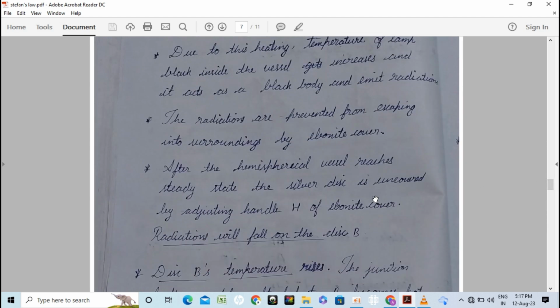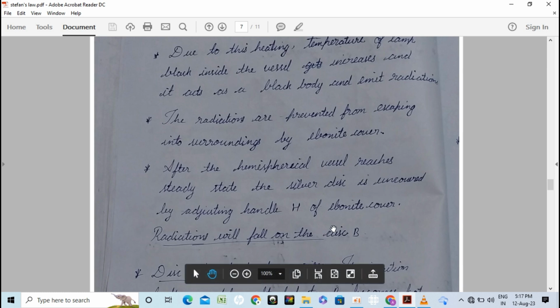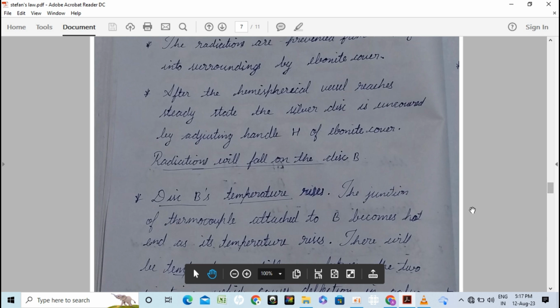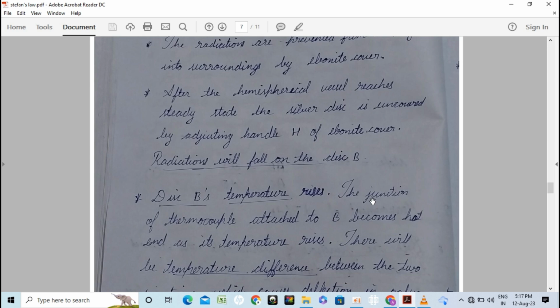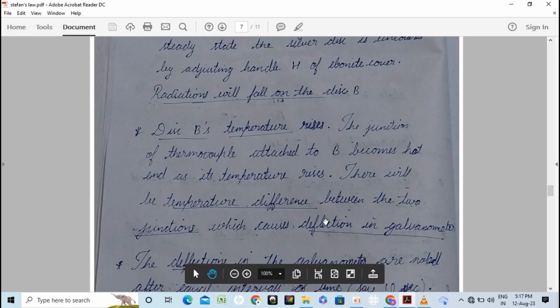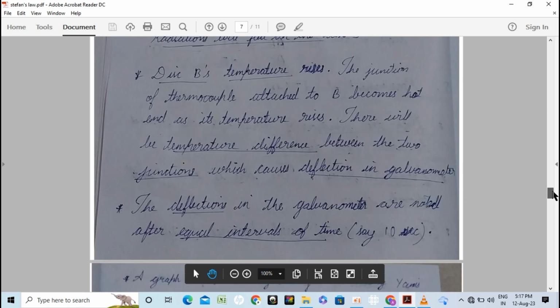After the hemispherical vessel reaches steady state, the silver disc is uncovered by adjusting handle H of the ebonite cover. Radiations will fall on the disc B. Disc B's temperature rises. The junction of the thermocouple attached to B becomes hot, and as its temperature rises, there will be a temperature difference between the two junctions, which causes deflection in the galvanometer. The deflections in the galvanometer are noted after equal intervals of time, say 10 seconds.